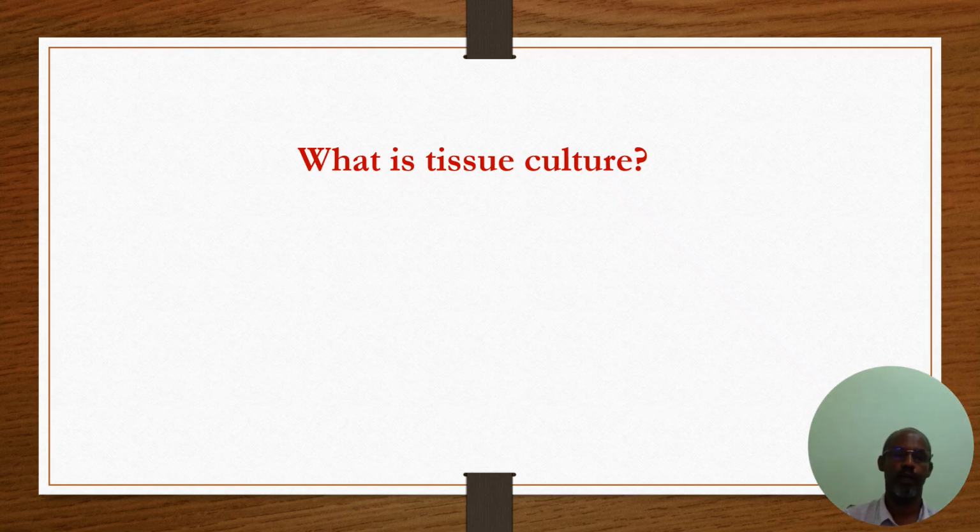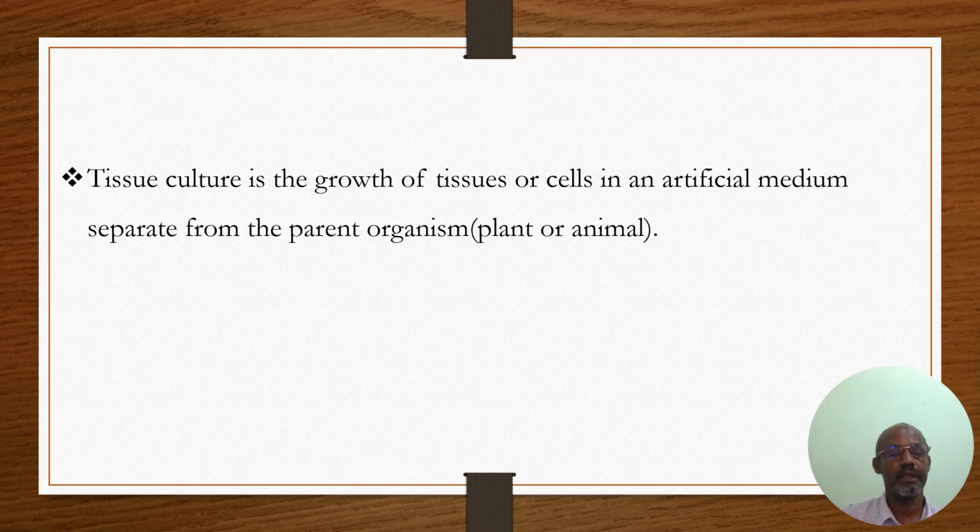First, let us ask, what is tissue culture? Tissue means a group of similar or identical cells communicating and joined together physiologically. Therefore, a group of cells functioning together is known as tissue. Tissue culture in this context can be defined as the growth of tissues or cells in an artificial medium separate from the parent organism, plant or animal.